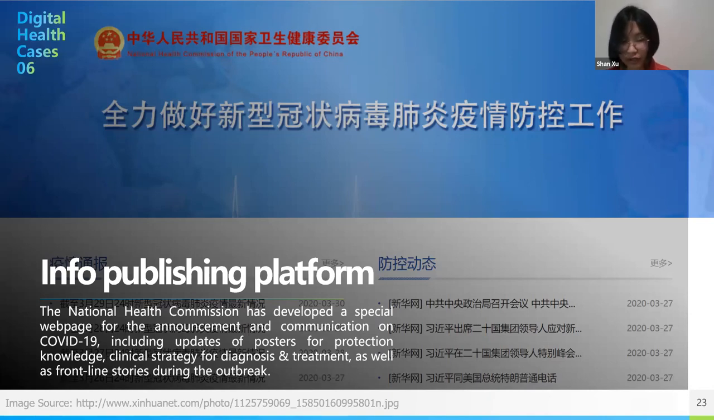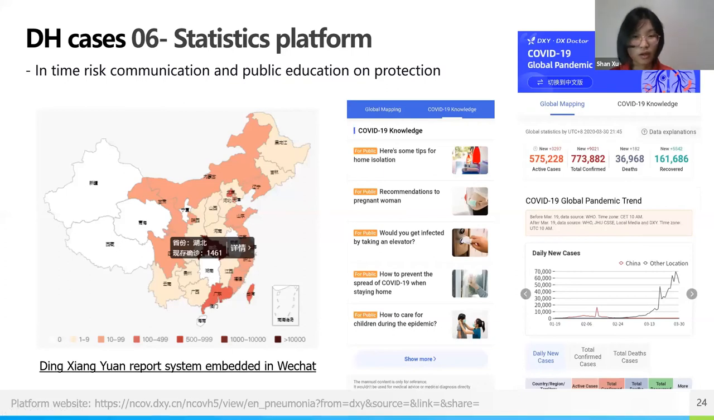During this outbreak, it is very important to be transparent and timely, and to be accurate, so that everyone receives the right knowledge to protect themselves. Take the National Health Committee website, for example. It acts as the authority channel to update the statistic data daily and also promote protection knowledge and clinical strategies. We also have a page embedded in WeChat and developed by Ding Xiangyuan.